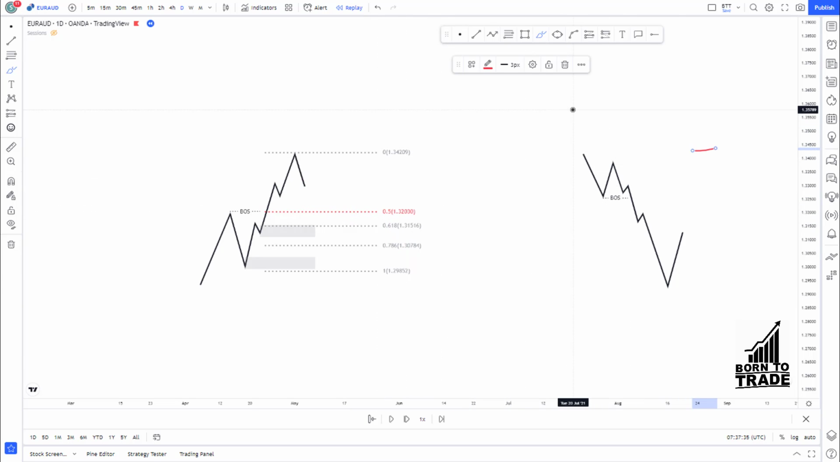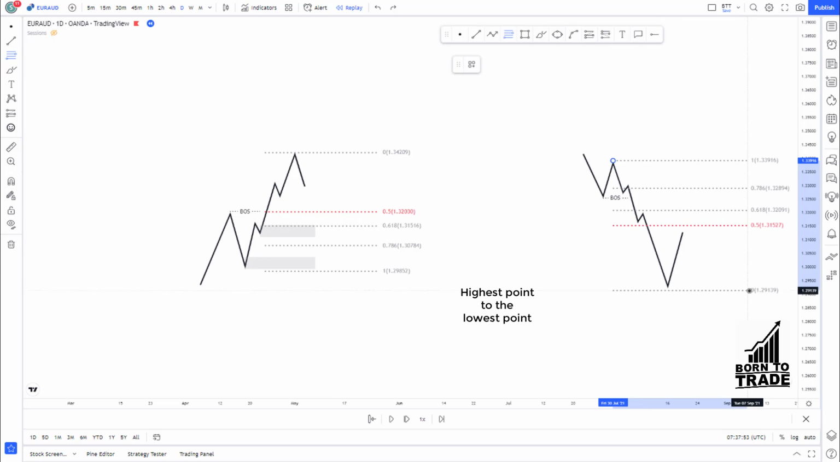So same thing goes for a downtrend. What you need to do is to identify your lower high and your lower low, and the next thing to do is to measure your Fib tool from that lowest point to the highest point.